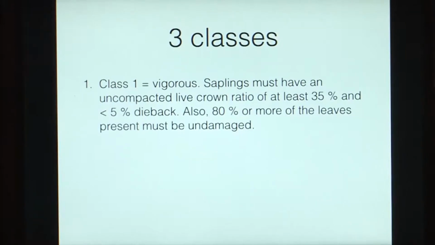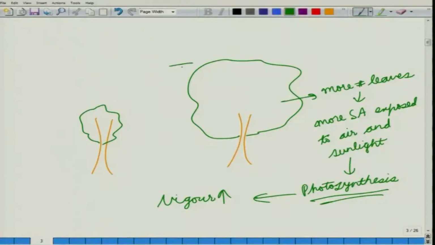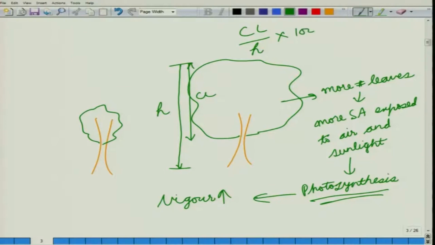So, now we can see here that it is vigorous when the uncompacted live crown ratio is at least 35%, which means, now coming back to the tablet, that if we have this as the total length, and we take the crown length and take the ratio of crown length upon, or maybe let us call it the height of the tree, then we will have crown length by h into 100%, that should be greater than 35% in the case of class 1 saplings. Also it should have less than 5% dieback.